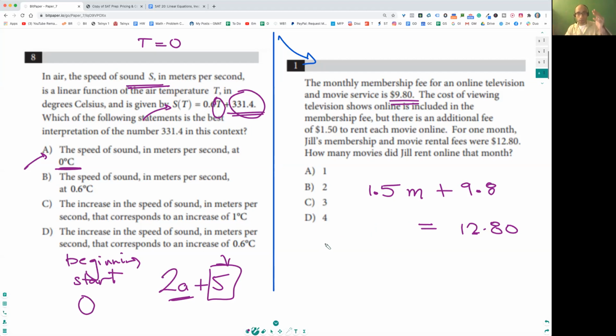Next, we're going to move on to arithmetic, okay? So once again, this is your beginning value, which means 9.8. Even if you didn't rent a movie, you're going to be charged this. Now, for every movie, for m equal to 1, you're going to charge $1.50. You keep charging, so this is increasing your price, and you just solve it to find m, right? You can subtract 9.8. You're going to get 1.5m is equal to 3, and m is equal to 3 over 1.5, which is equal to 2, right? So that's how you do it.